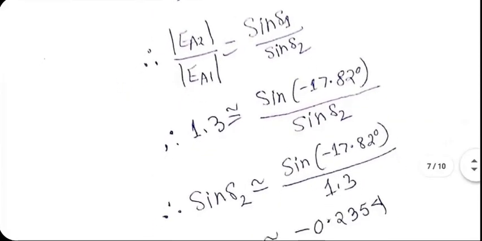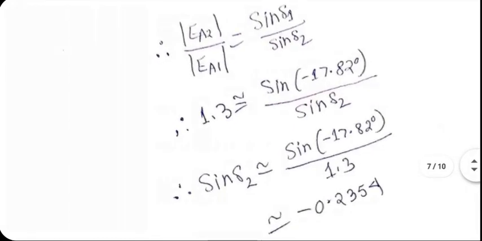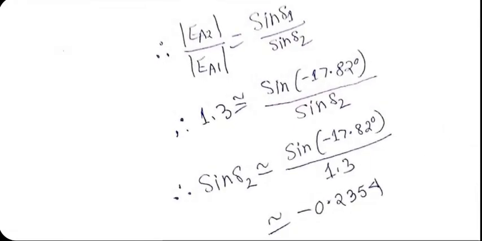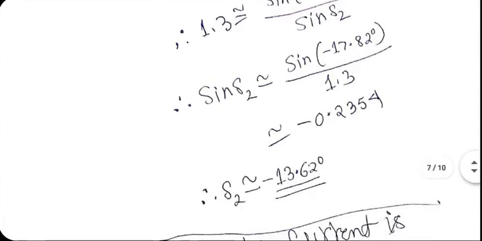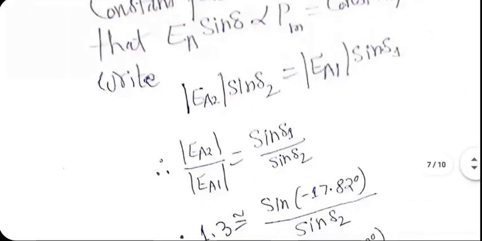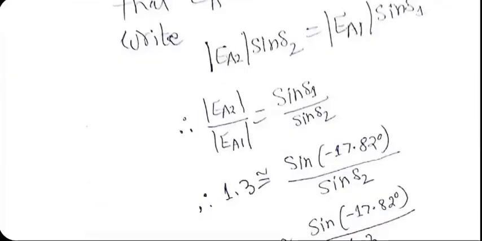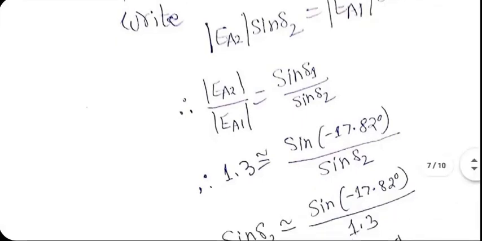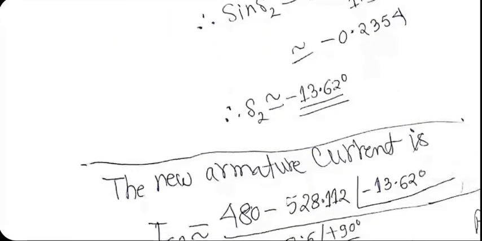So I plug in all the values and I calculate the new power angle or torque angle. Sine delta 2 turns out to have a value negative 0.2354 approximately. From there, I calculate delta 2 as minus 13.62 degrees. So by increasing IA by a factor of 1.3, I have increased delta, algebraically speaking, from minus 17.82 degrees to minus 13.62 degrees.